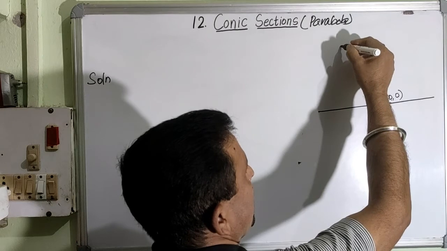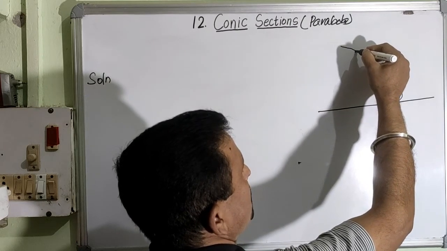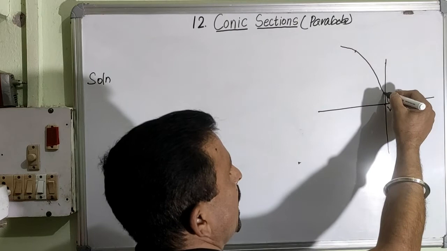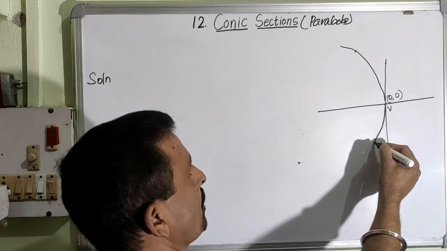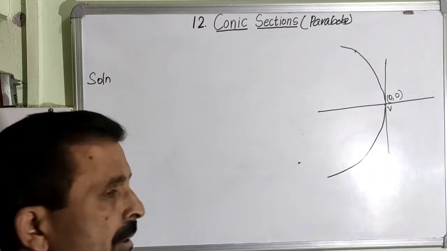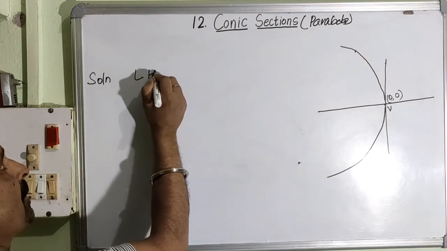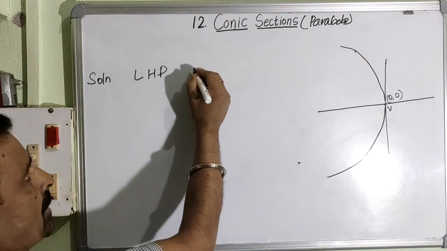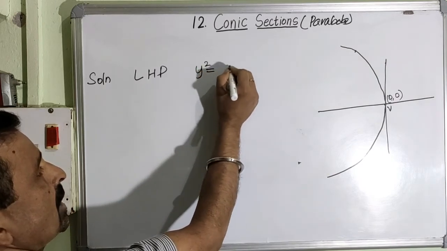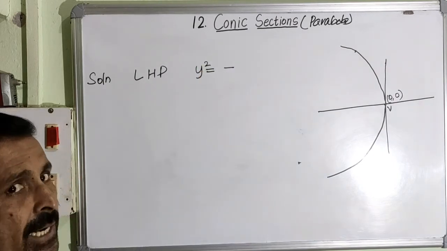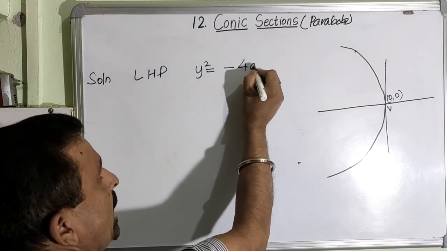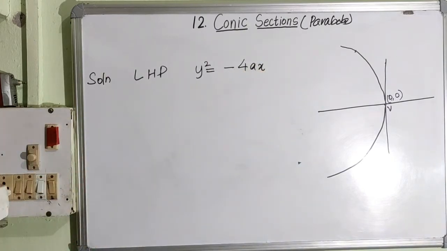That means if we draw the diagram, because the parabola is passing through this point, and the vertex is here, the parabola is somehow like this, right? Now when you draw the diagram, you get a very clear picture of what kind of parabola this is. This parabola is a left-handed parabola, and you know the equation for the left-handed parabola: y square is equal to negative, if it is left-handed then it is negative, 4ax. This is the equation of your parabola.